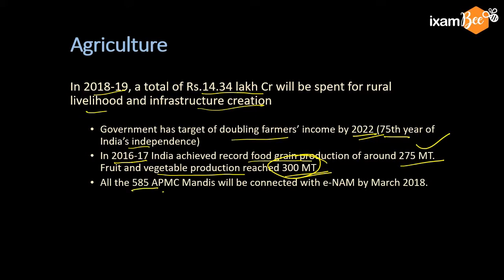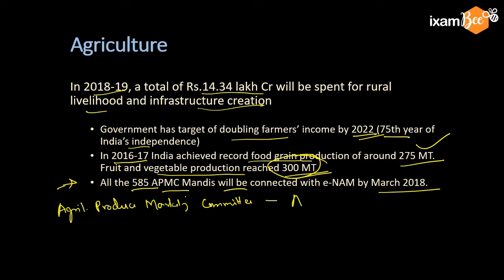All 585 APMC mandis will be connected with e-NAM by March 18. Because this budget was presented in February, that's why it is used, will be connected. You need to understand what is APMC and what is e-NAM. So first telling you APMC mandis. APMC is Agriculture Produce Marketing Committee, and these mandis are established under APMC acts by state governments. So these are agriculture mandis where farmers can sell their produce.